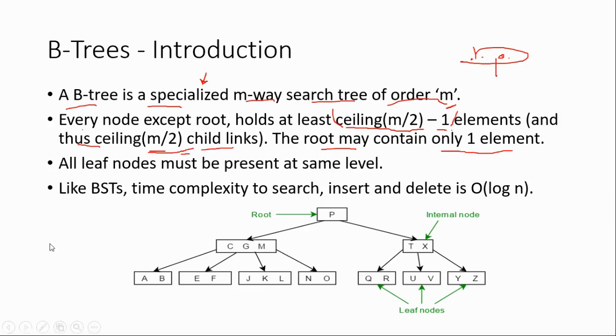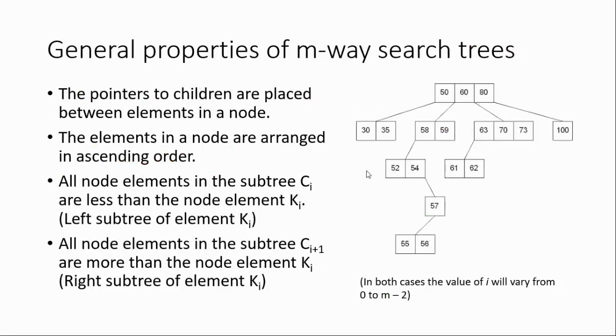Now the next point says that all leaf nodes must be present at the same level. What we have seen in earlier examples of M-way search trees, especially in this example, is that there are leaves at multiple levels.